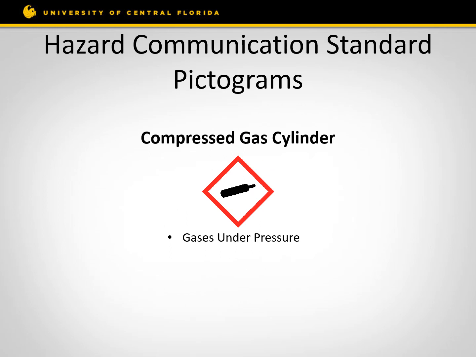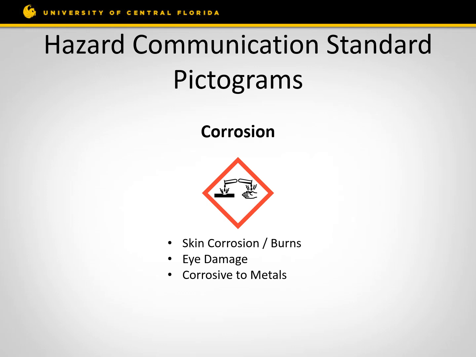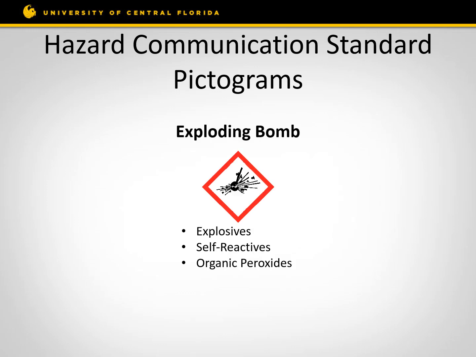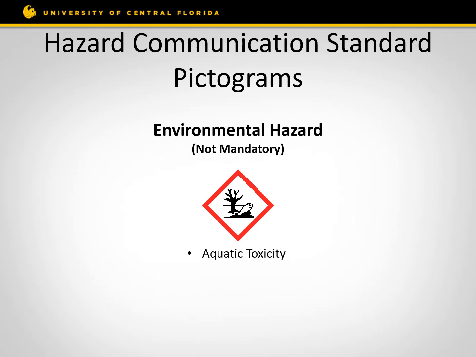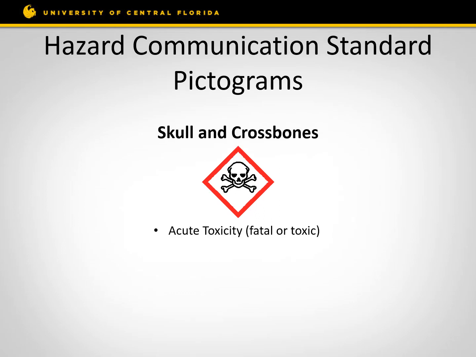The compressed gas cylinder represents gases under pressure. This symbol in the red diamond indicates either corrosion to skin or burns, eye damage, or corrosion to metals. The pictogram with an exploding bomb indicates explosives, self-reactives, and organic peroxides. The flame over the circle represents oxidizers. The environmental hazard is represented by the dead tree and dead fish. It also indicates aquatic toxicity. The skull and crossbones inside the red diamond represents compounds that will be fatal or toxic.